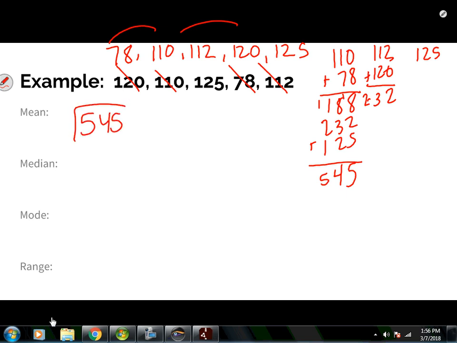divided by however many numbers I have in my set, which is 1, 2, 3, 4, 5. Go ahead and add a decimal and 0. This one will actually divide out evenly, but just so we know, 5 will go into 5 one time. 5 minus 5 is 0. Bring down my 4. How many times will 5 go into 4? None. So I put a 0 there. Bring down my 5. 5 will go into 45 9 times. So my mean is 109.